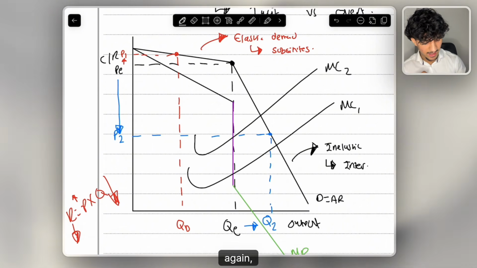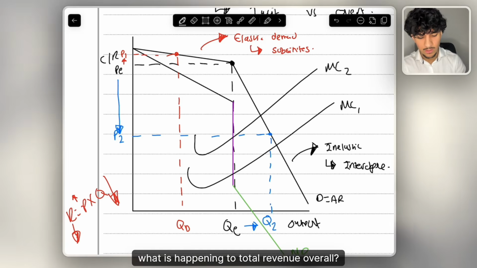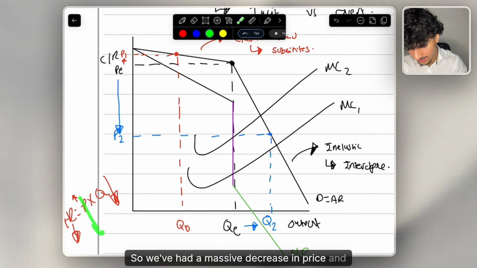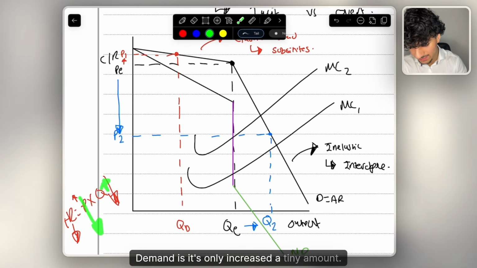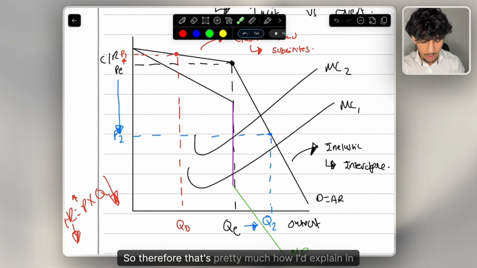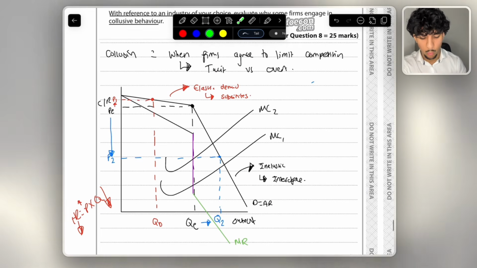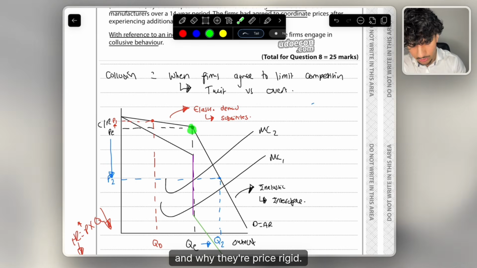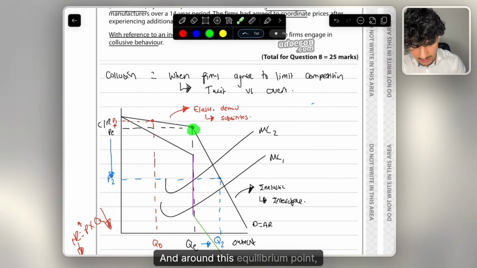And the main thing here, again, what is happening to total revenue overall? Total revenue, again, what's happening? So we've had a massive decrease in price, and quantity demand is only increase a tiny amount. Therefore, again, total revenue is decreasing. So therefore, that's pretty much how I'd explain in this chain of analysis why oligopolies have no incentive to change price, and why they're price rigid, or you might hear price stickiness around this equilibrium point.